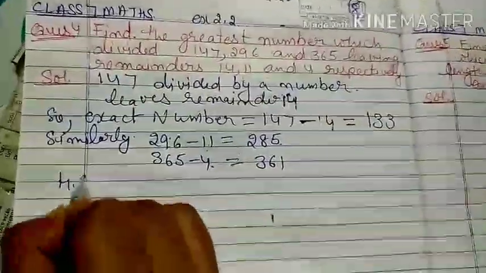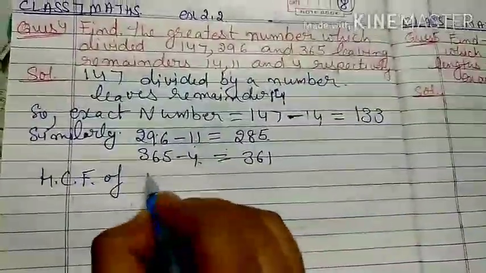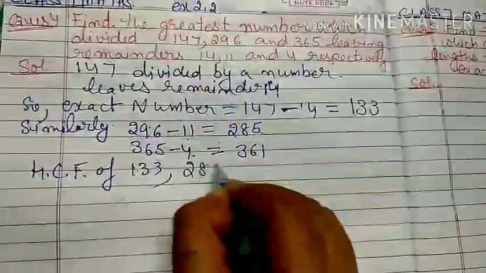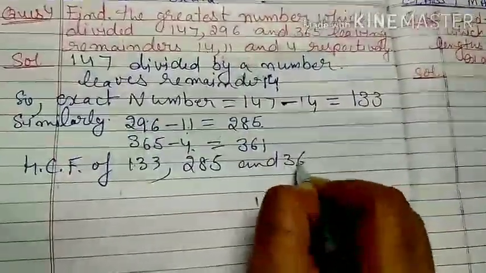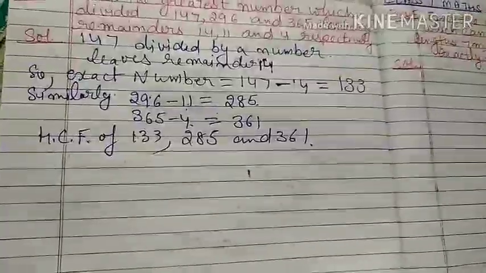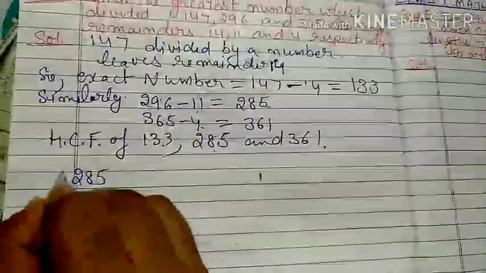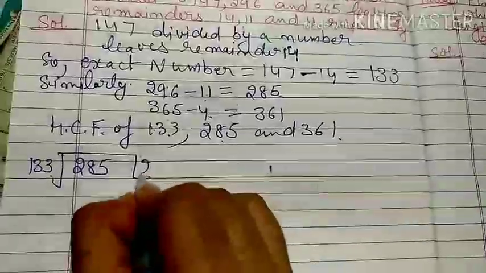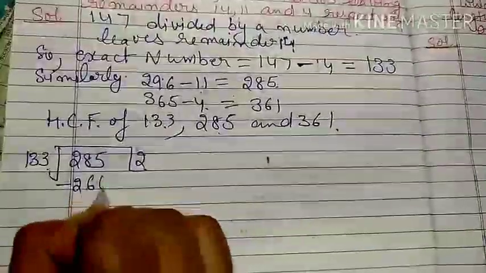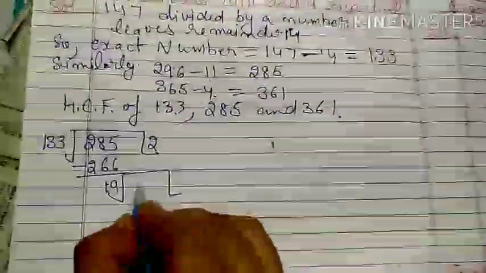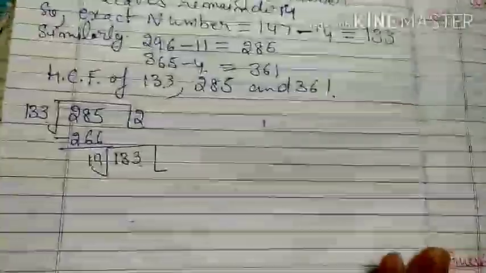Now you have to find the HCF of these three exact numbers, that is 133, 285 and 361. Mostly for this type of problem we use the long division method for finding the HCF. So first I will pick these two numbers, the bigger number inside as dividend and the smaller number outside as divisor. First it goes 2 times, that gives me 266. After subtraction it gives me 19. Now 19 becomes the divisor and the last divisor 133 becomes the dividend.